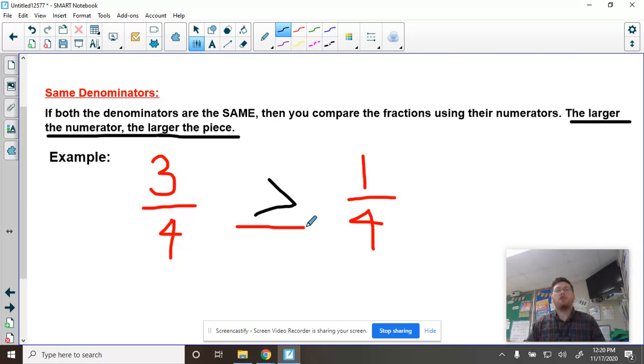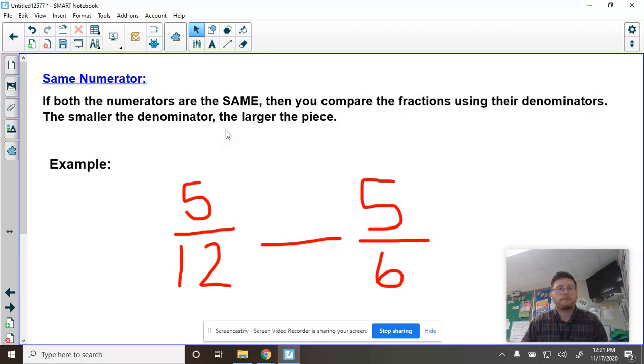Imagine that you had a rectangle broken into 4 pieces. Which one would you rather have more of? 3 of the item or only 1 of the item? Let's say that it was a candy bar. Would you rather have 3 pieces or only 1 piece? In this case, you would want the 3 pieces. So 3/4 would be your larger fraction.